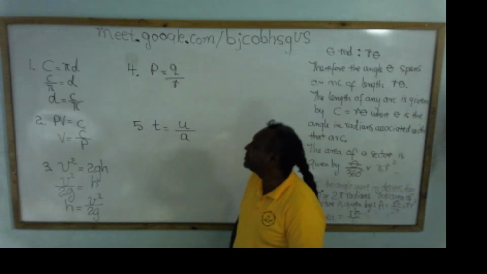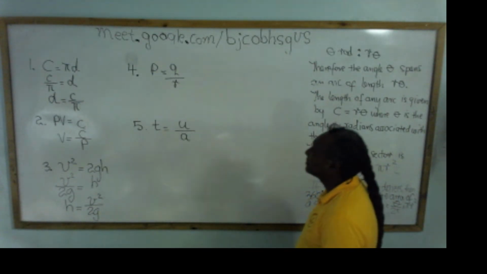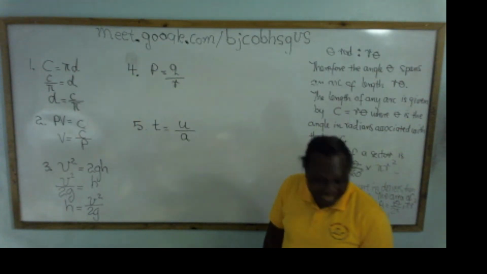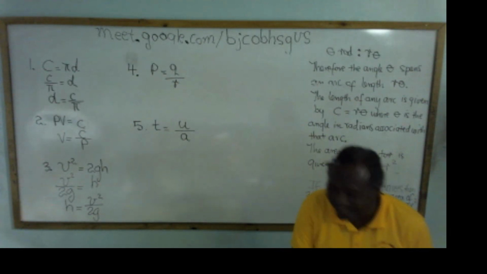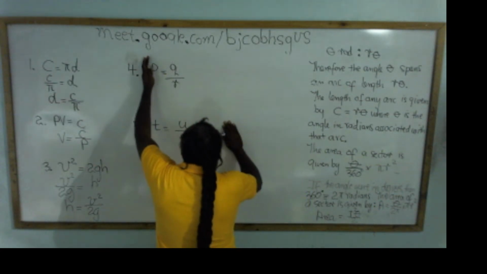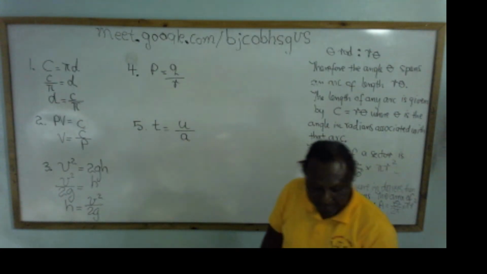Let's continue. Number 4. We are making, I think it's R the subject of that formula. Yes, it is. We are making R the subject of that formula. I'm going to rewrite that. P is equal to Q over R.